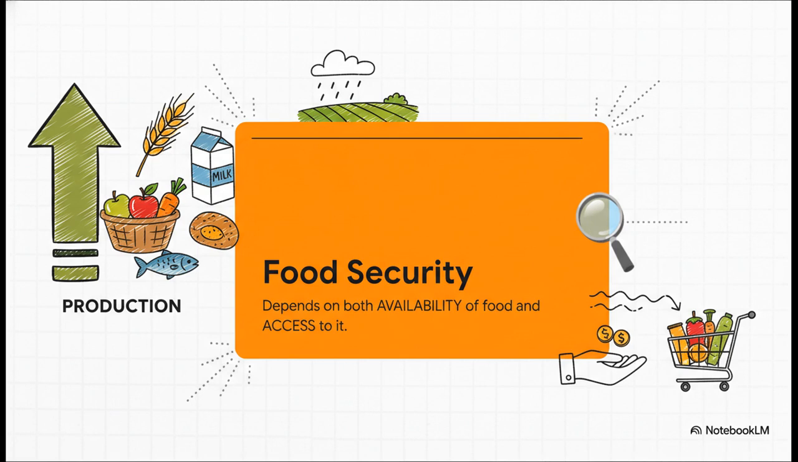Now, what does this mean? See, it has two parts. First is availability, which means there should be enough food produced in the country. But that's not all. The second part is access, which means every person should also have enough money to buy that food. When both availability and access are there, we can say a country is food secure.